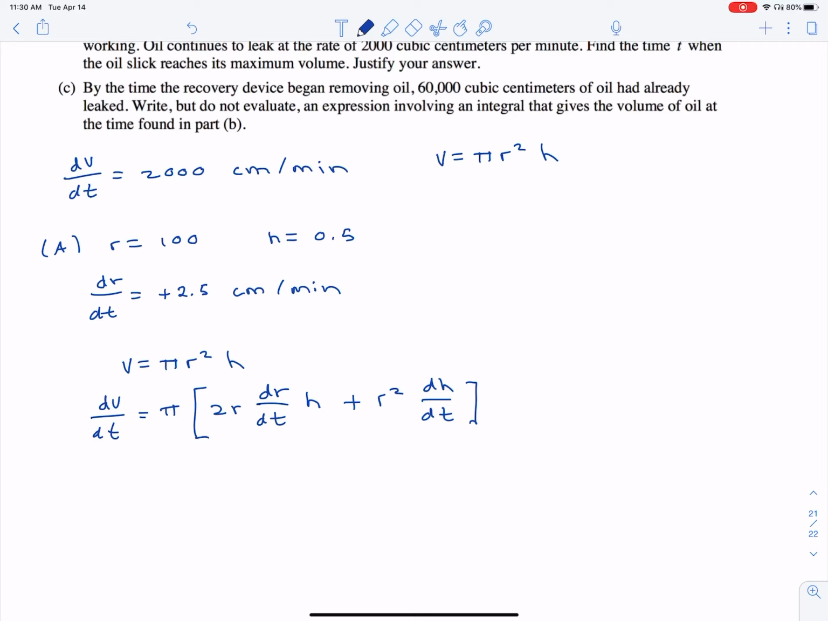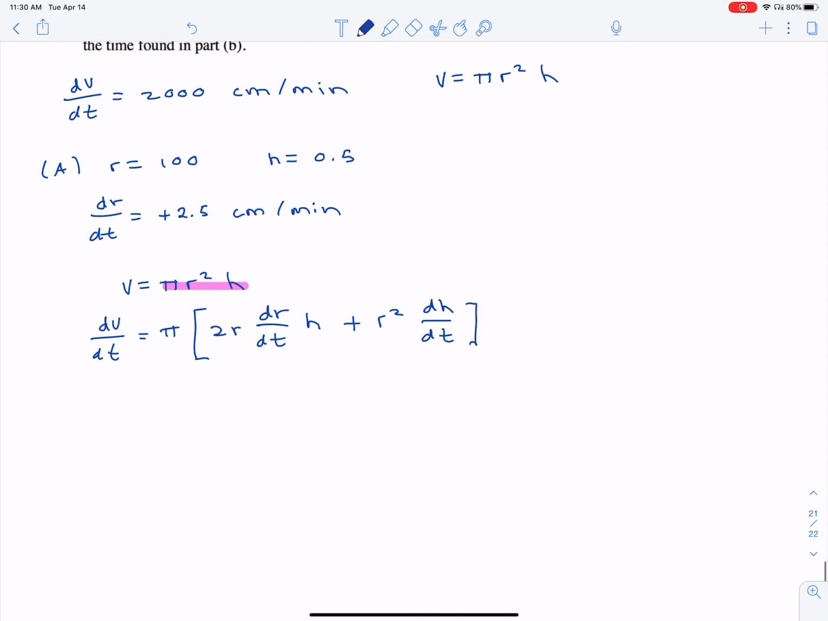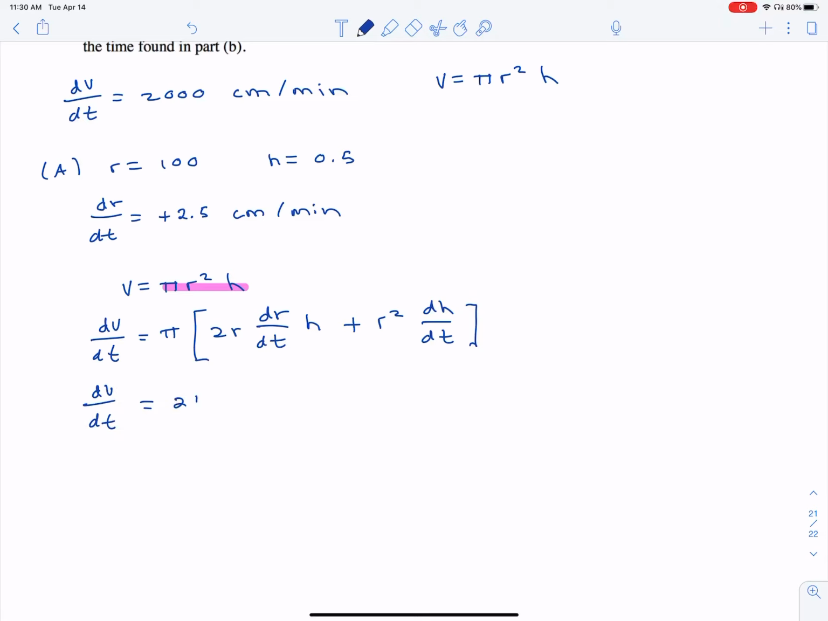So I used the product rule to take the derivative of the right-hand side while pulling out the scalar, that constant. I'm going to clean this up just a little bit, because I think it might be easier to manipulate later on. So dV/dt equals 2 pi r dr/dt h. Actually, I'm going to move that h here, I think it's just going to be easier. Plus pi r squared dh/dt.